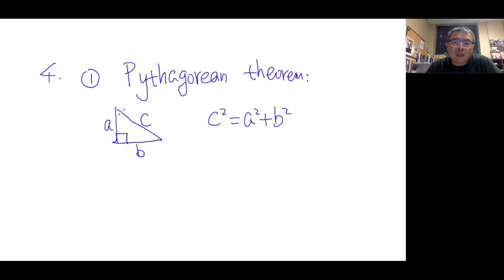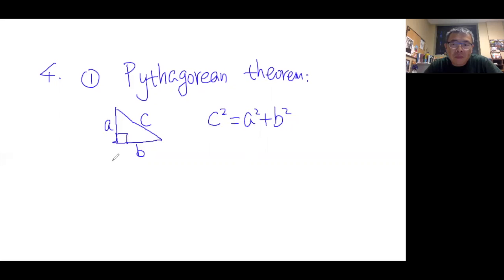So given the two lengths A and B, you should be able to figure out C, or given the other two lengths, you should be able to figure out whatever the third one is. Now this formula can be proved in all kinds of ways. It's actually one of the theorems that has the most proofs. We're not going to talk about any of them.